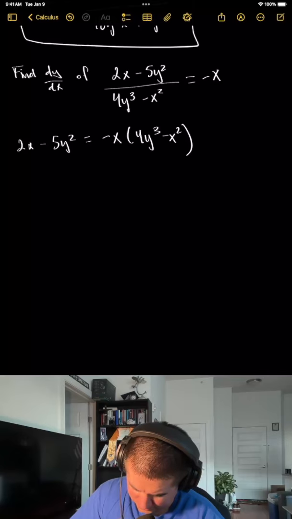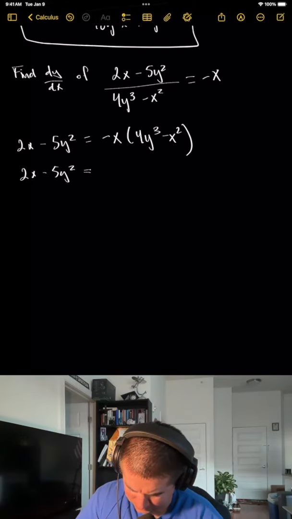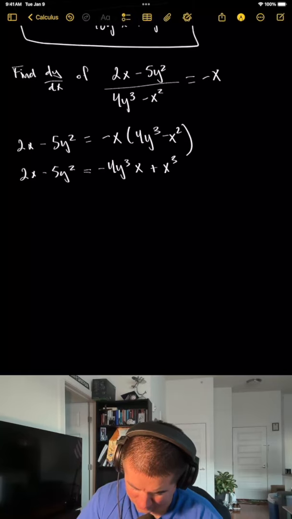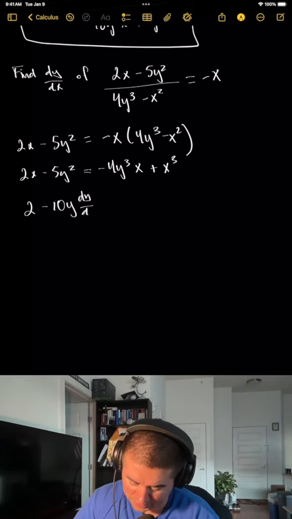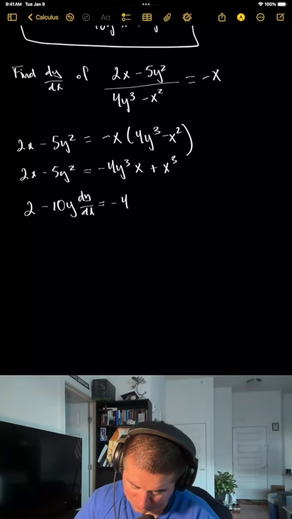All right, so 2x minus 5y squared is equal to, distribute this so that it becomes negative 4y cubed x, plus x cubed. And now we can go ahead and take the derivative, and that's going to be just 2 minus 10y. Because we took the derivative of y implicitly, we have to multiply by dy/dx, is equal to, and over here we're just going to factor out a negative 4 and then prime this one. So this is the one that we're actually going to take the derivative of, and then plus 3x squared.